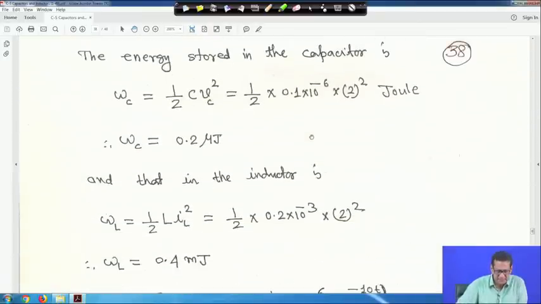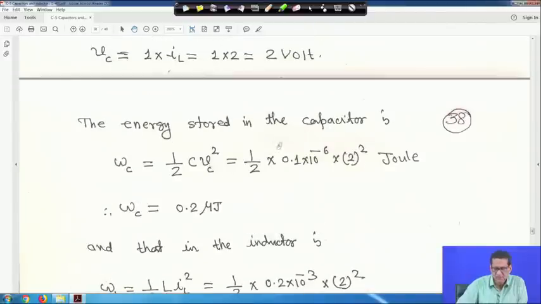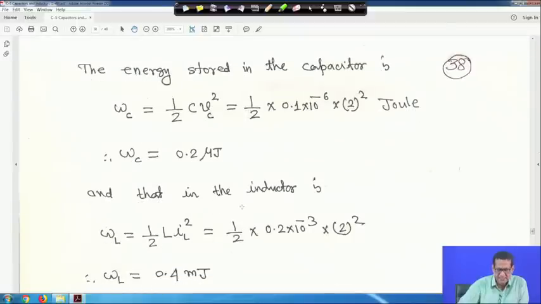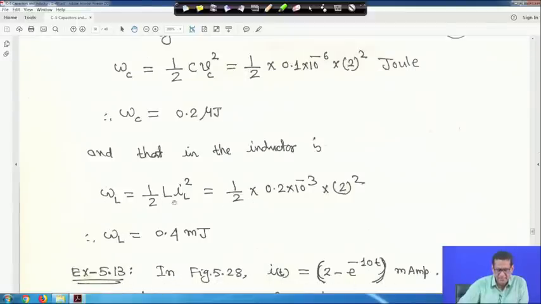Now, the energy stored in the capacitor is Wc is equal to half C Vc square. C is given as 0.1 microfarad, converted to farad it is 0.1 into 10 to the power minus 6, into Vc equal to 2 volts, so 2 square, giving 0.2 microjoule. And that in the inductor will be half L IL square, so half into 0.2 into 10 to the power minus 3 into 2 square. So WL is equal to 0.4 millijoule. This is the energy stored in the inductor.